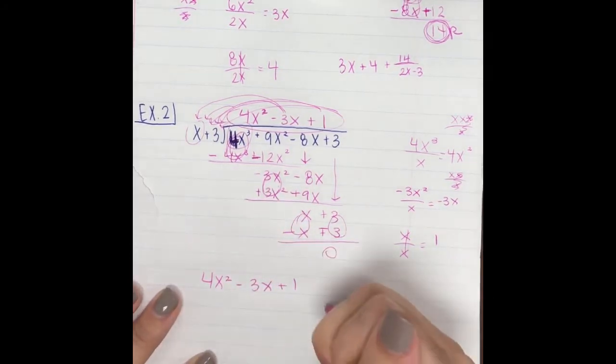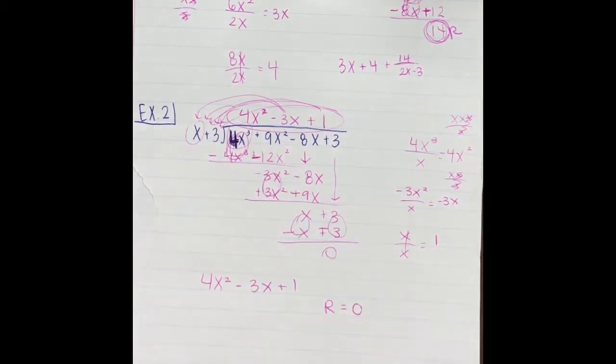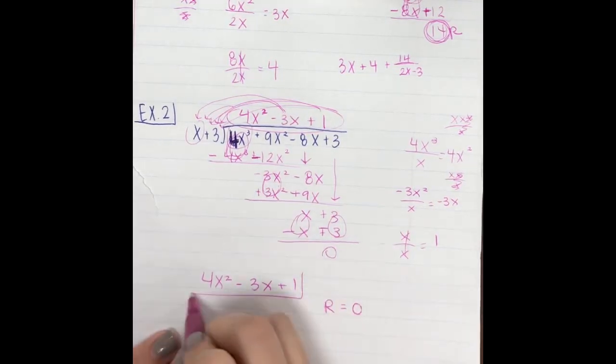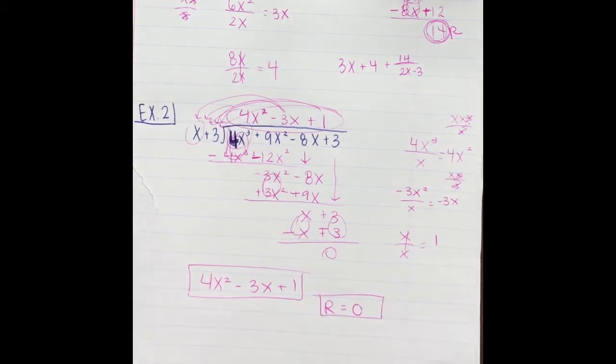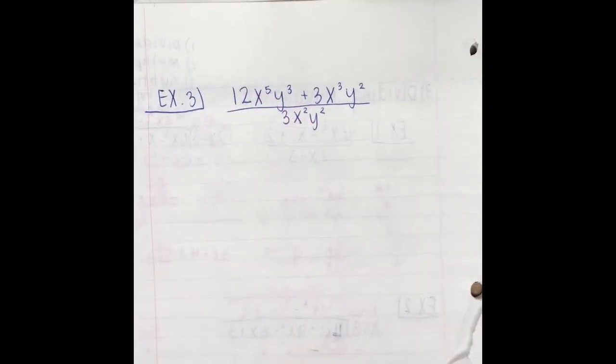And then our remainder is 0. Okay? So if it asked you for the answer, you would put this. If it asked you for the remainder, you would put this. Okay, so I also want to divide one like this.